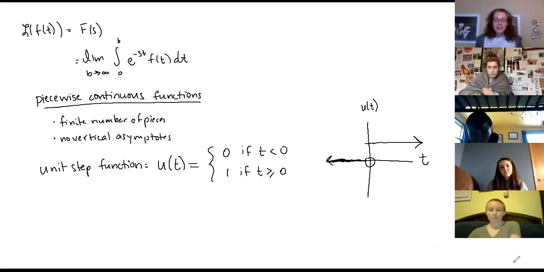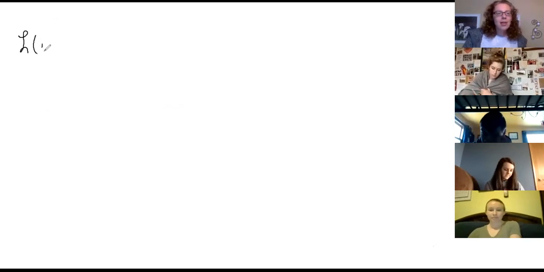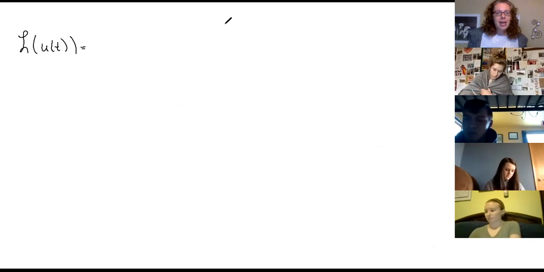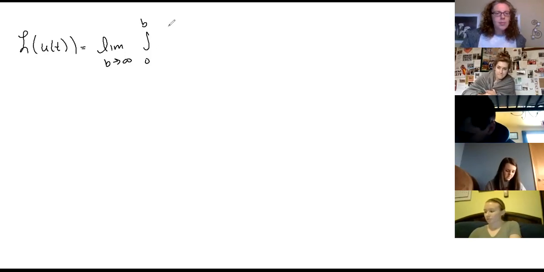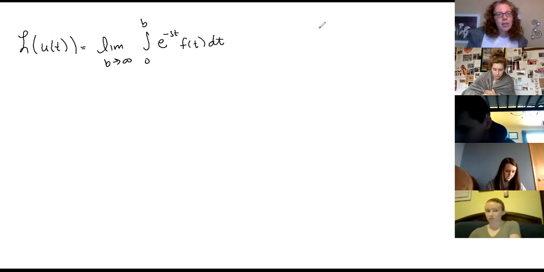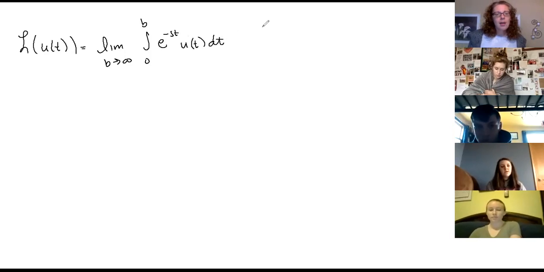You can cheat by looking in the front of the book, or we can go back to the definition, and this one isn't actually too bad. So I want the Laplace transform of the unit step function. Think about your definition for Laplace transforms. We are going to have a limit as b goes to infinity, integral from 0 to b, of e to the negative st, f of t dt. And I want u of t instead of f of t, since the function I'm doing is u.